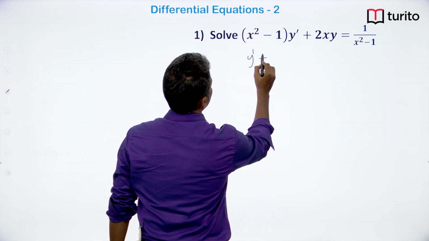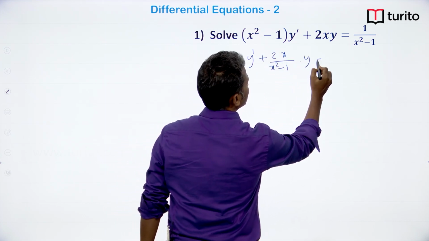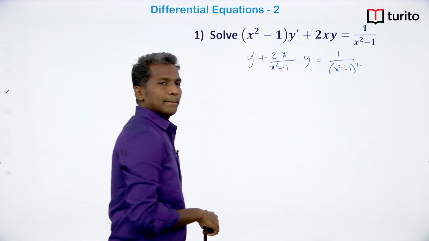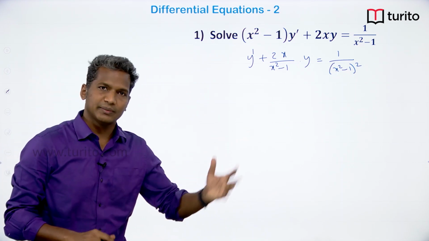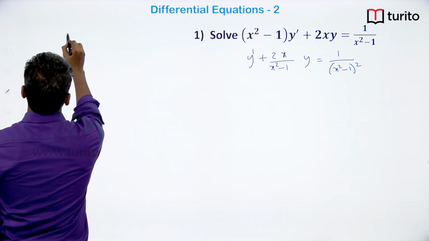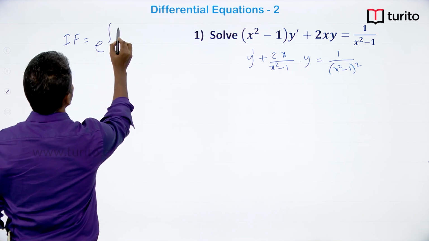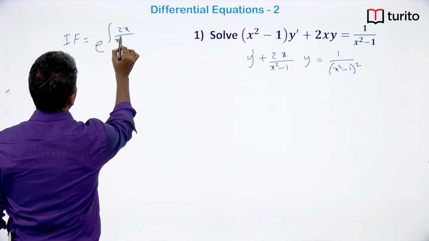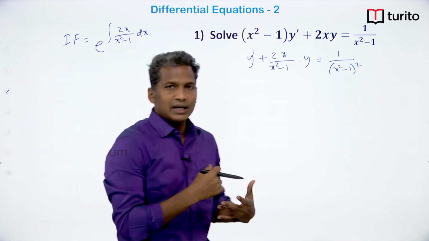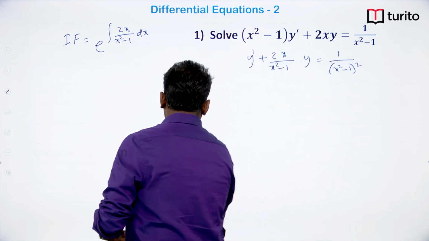So, y dash plus 2x by x square minus 1 into y is equal to 1 by x square minus 1 whole square. I have basically divided by x square minus 1. Now, I need to generate the integrating factor. So, IF is equal to e raised to integral of 2x by x square minus 1 dx. Now, if you look at that, the numerator is the derivative of the denominator. So, you know such integrals.